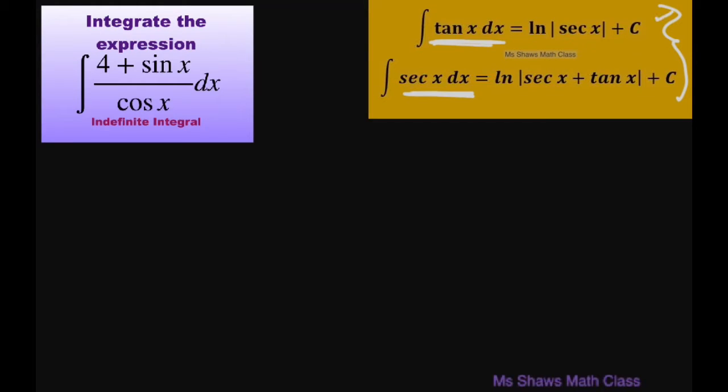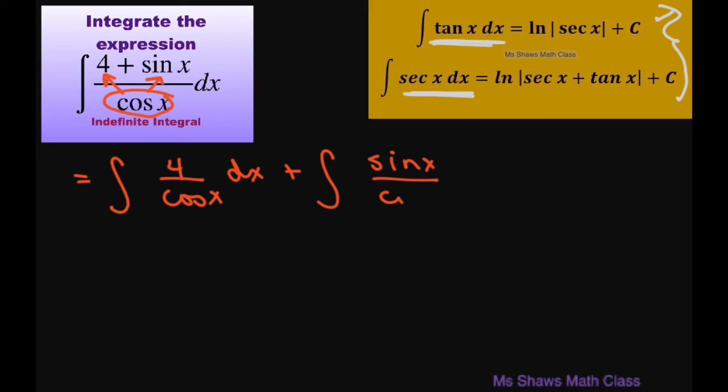They're on my Facebook page if you ever want to save a copy. But let's get started. The first step is let's separate this out. I'm going to write two different integrals and write my denominator under each term in the numerator. So I'm going to write this as the integral of 4 divided by cosine of x dx plus the integral of sine of x divided by cosine of x dx.